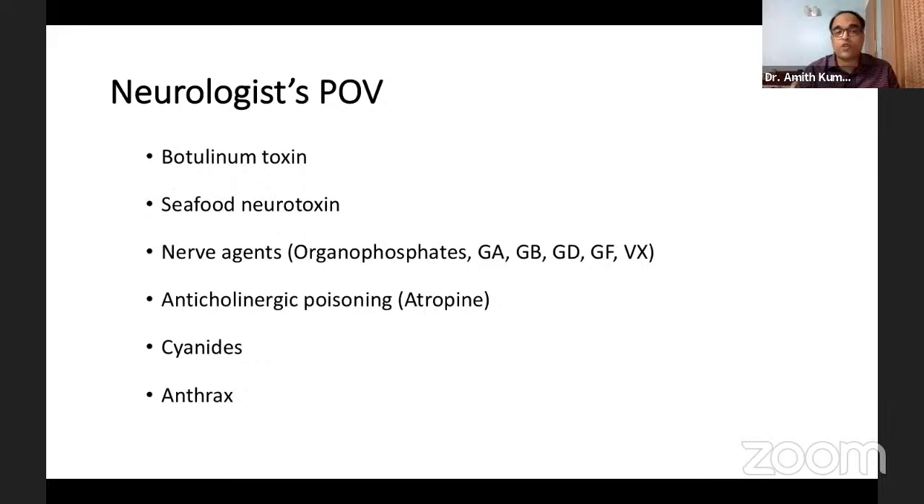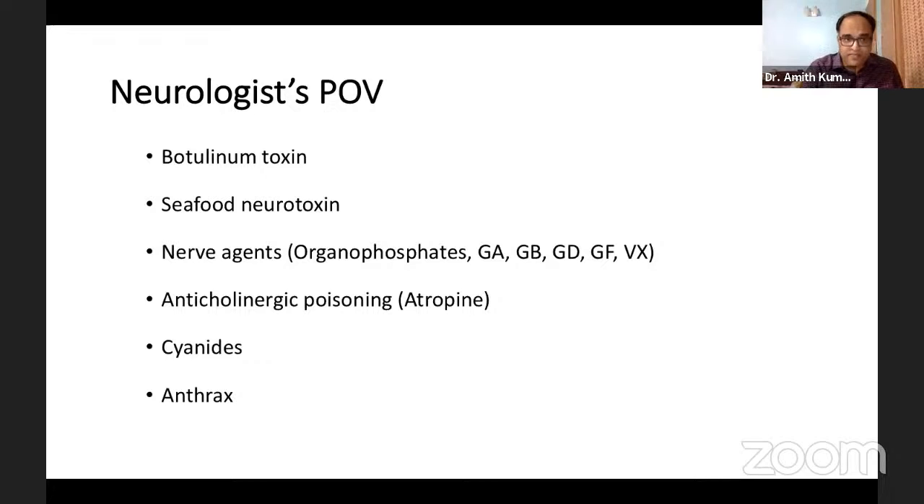Now, what is the neurologist's point of view? So there are a handful of possible bioterror substances which can present with neurological symptoms. The most common of them are the botulinum toxin, the seafood neurotoxin, the nerve agents, the anticholinergic poisoning, cyanides, and anthrax. Let's take those one by one.